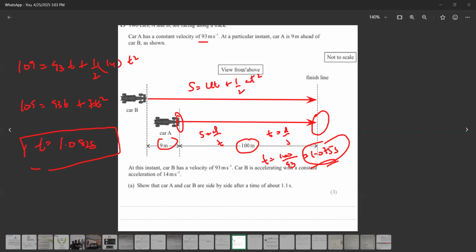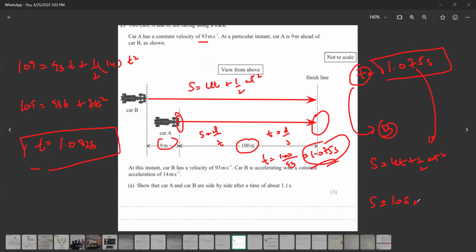Yeah, in the second method, you can also find how much distance, because we know car A will complete the race after 1.075 seconds. So we'll find how much distance will be covered by car B in the same time. So when we use S is equal to UT plus half AT squared, we'll substitute time as 1.075 to know how much distance it covers.